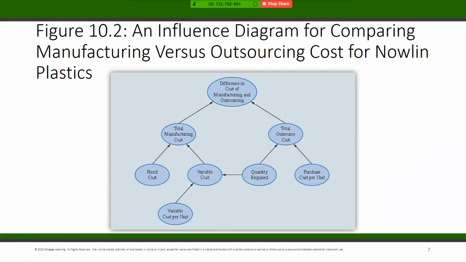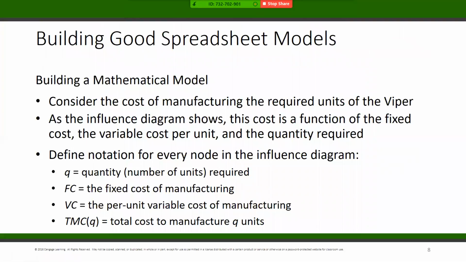So now let's move on to figure 10.3. This shows a spreadsheet model for the Nolan Plastics make versus buy decision.